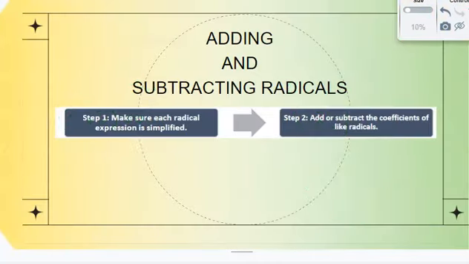So the thing to remember when adding and subtracting radicals is to make sure every radical expression is simplified, particularly if you don't have like terms already. Look to see if one or more of them can be simplified. Then just add or subtract the coefficients of each radical.